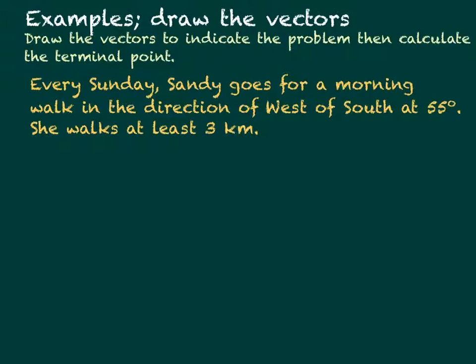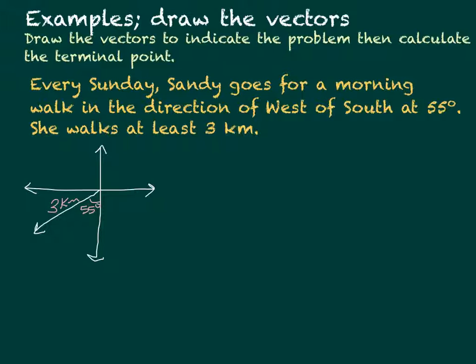Every Sunday, Sandy goes for a morning walk in the direction of west of south at 55 degrees. She walks at least 3 kilometers. So if I'm looking at this, south would be going down, so west of south would be going that direction there. And she goes 3 kilometers. So that's my radius. And then I know that this angle right here is 55 degrees.